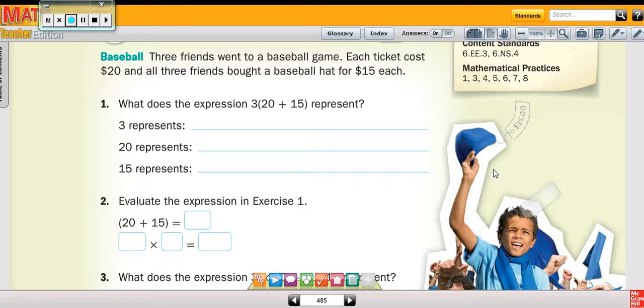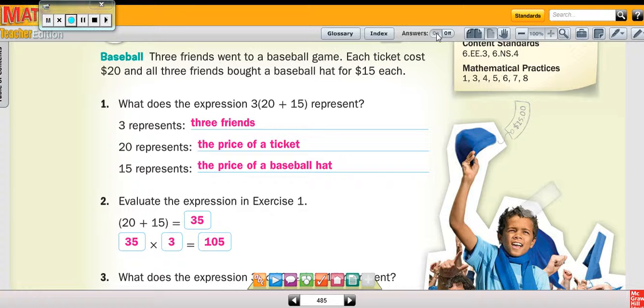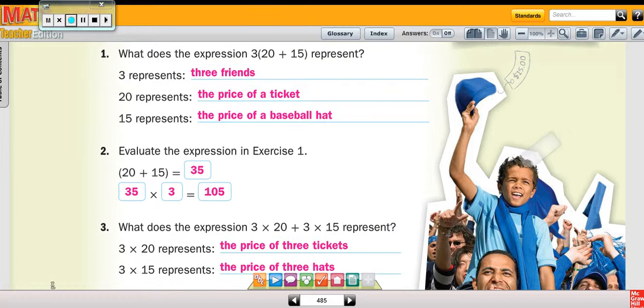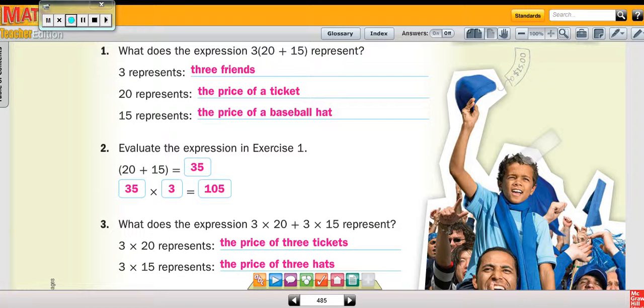Okay, let's talk about what you wrote in here. So let's compare our answers together. 3 should represent the 3 friends. 20 should be representing the price of the ticket. And 15 is representing the price of a hat, or a baseball hat. Okay, then they asked you to evaluate the expression in exercise 1. Exercise 1 just means problem 1. So 20 plus 15 made 35. 35 times 3 then gave us 105.